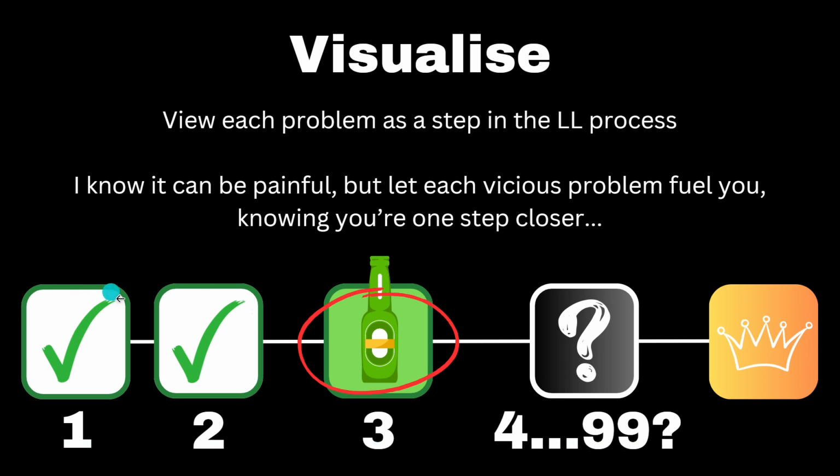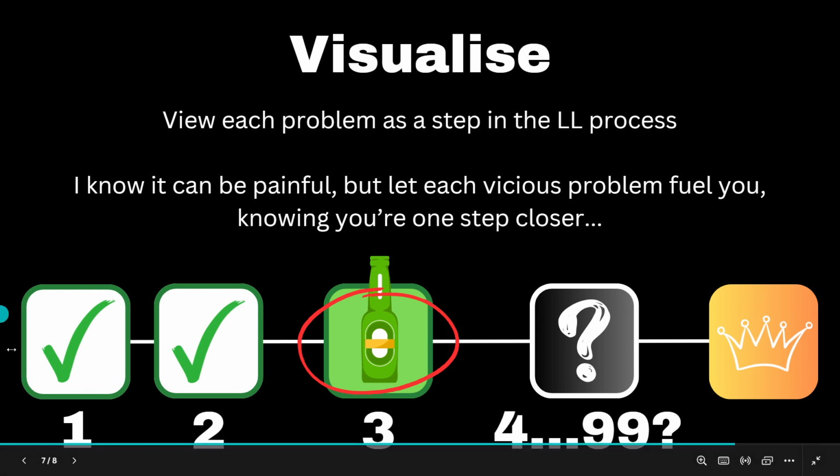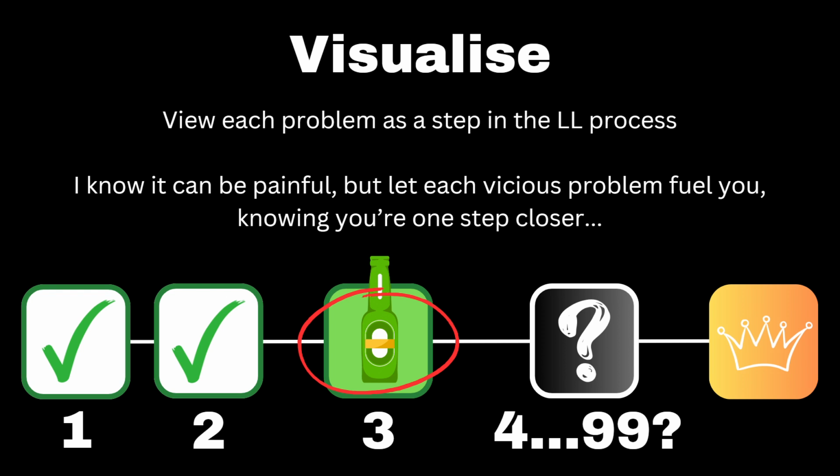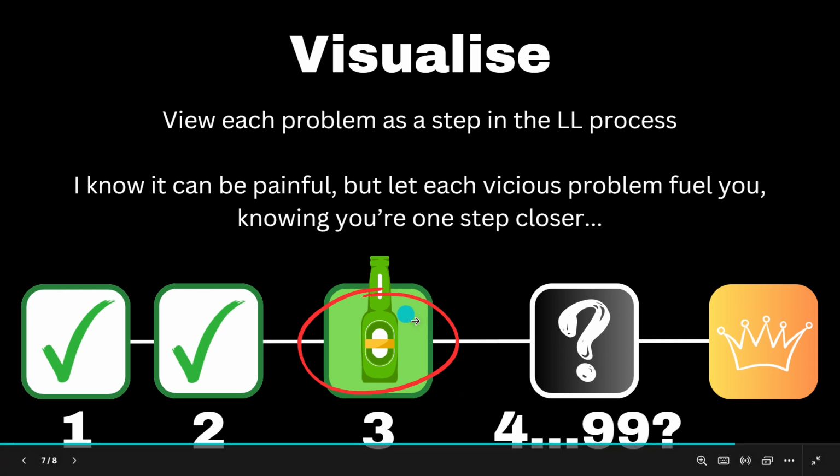So 1 and 2 here, I put ticks next to. You can imagine they're whatever. Maybe this is learning the alphabet. Maybe this is learning greetings. And you've ticked both of those off, say you've learned both of those. And then number 3, we'll say this is where you're up to. This, for example, is learning words like I, you, he, she, pronouns, that kind of thing. And you're struggling with that. That is the current bottleneck because it is quite difficult.